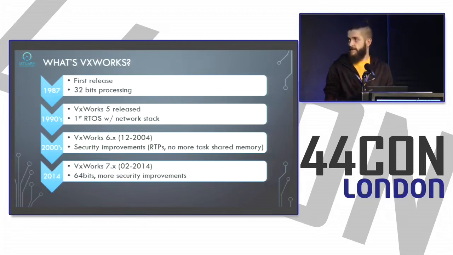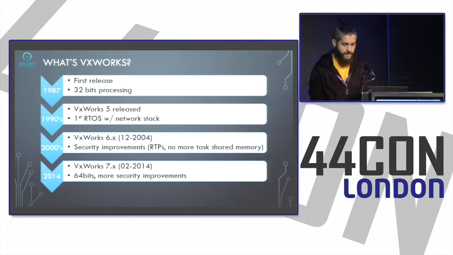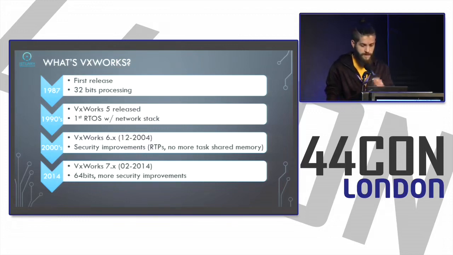This version came with some security improvements, for example real-time processes and no more task-shared memory, so every task is segregated. And then recently, in 2014, VxWorks version 7 was released. The new feature is support for 64-bit instructions, and they added way more security inside it.